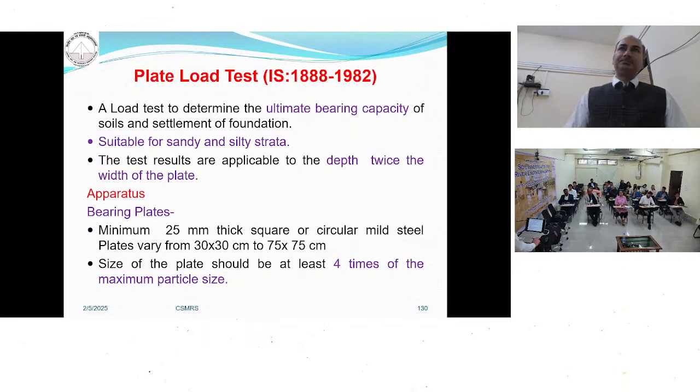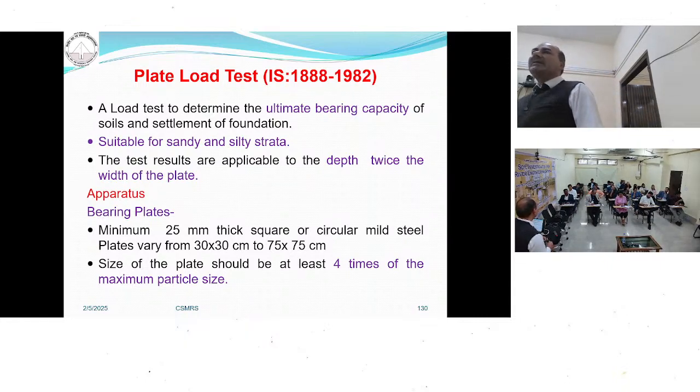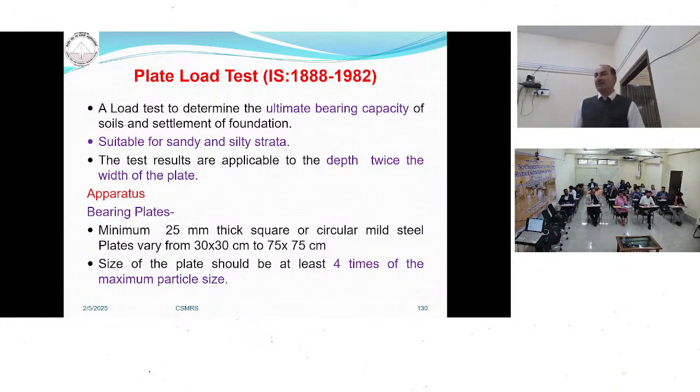Plate load test. The plate load test is the test that gives us the bearing capacity, settlement properties, and deformation modulus. How do we conduct it? We conduct it according to IS code 1888.